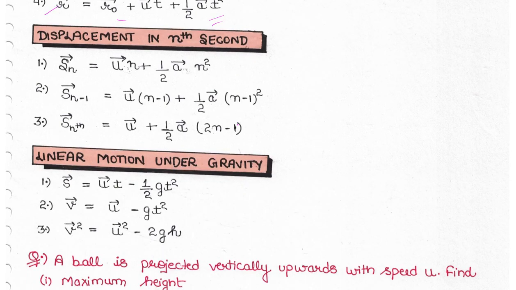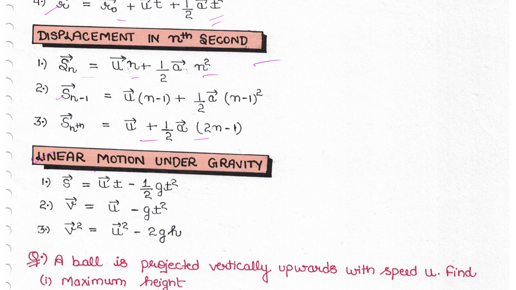Displacement in the nth second, we can write Sn is equal to un plus half a into n square. S(n minus 1) is equal to u(n minus 1) plus half a (n minus 1) square, or S nth is equal to u plus half a into (2n minus 1).